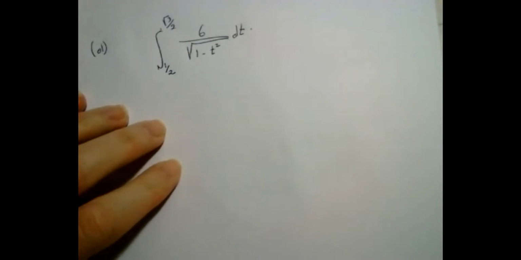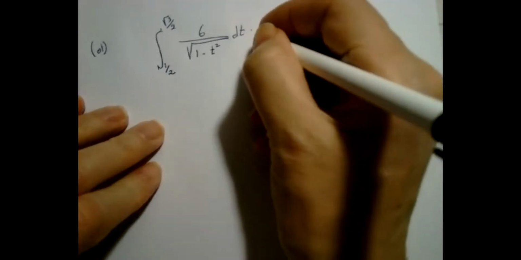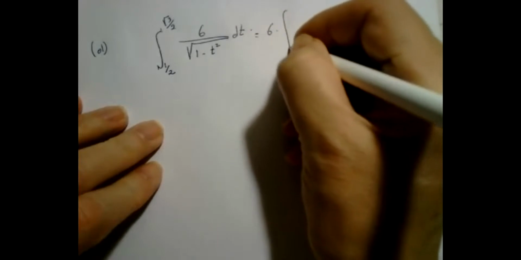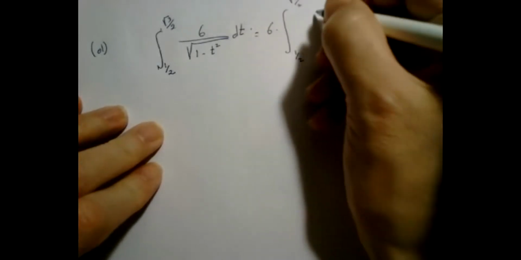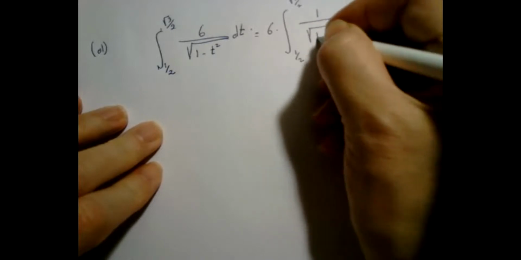I factored out the 6 because then 1 over the square root of 1 minus t squared would just be the inverse sine of t. Exactly. Factor it out, you mean she took it out after. Okay, that's what you mean, factor it out. And then this would leave me with this.